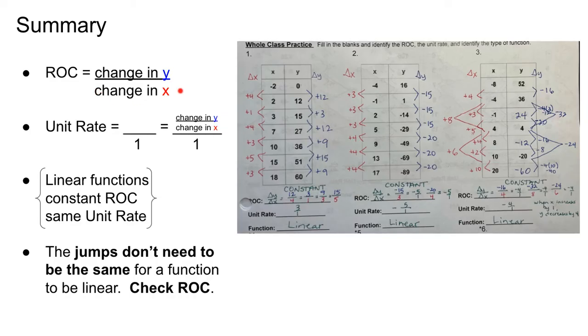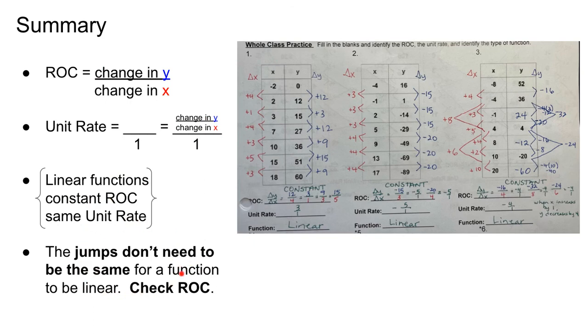In summary, we continue to talk about rate of change in terms of change in y over change in x, and that the unit rate is always something over 1, and it's dividing out your change in y over change in x over 1. Linear functions always have a constant rate of change in the same unit rate, and this is the key thing for this particular unit.